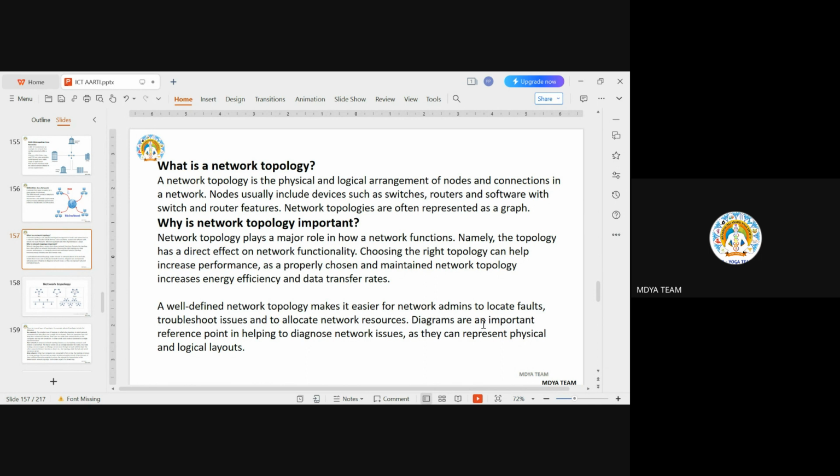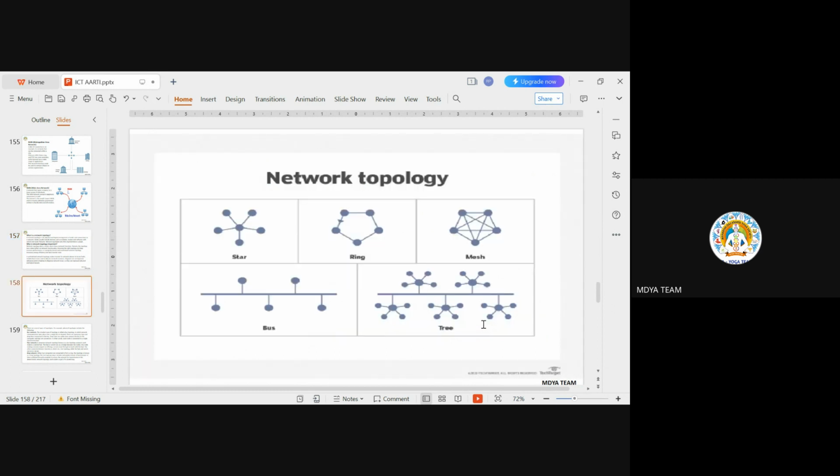There are so many ways we can connect the computers. Mostly we will discuss star topology, ring topology, mesh topology, bus topology, tree, and hybrid. We can connect the computers in the form of the star topology, the ring topology, the mesh, bus, and tree. These are the ways we can connect the PCs with each other.